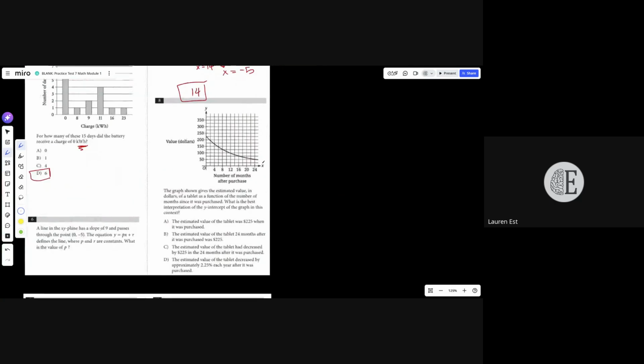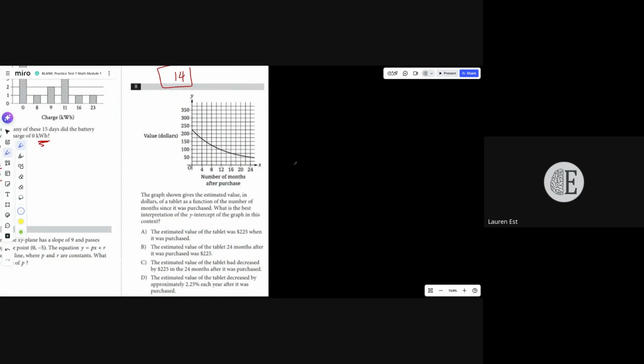For 8, the graph shows the estimated value in dollars of a tablet as a function of the number of months since it was purchased. What is the y-intercept? This is when x equals 0. So the number itself looks to be 225. So it was 225. That's not right. Decrease by 225, decrease, that's a percentage. That's also weird.